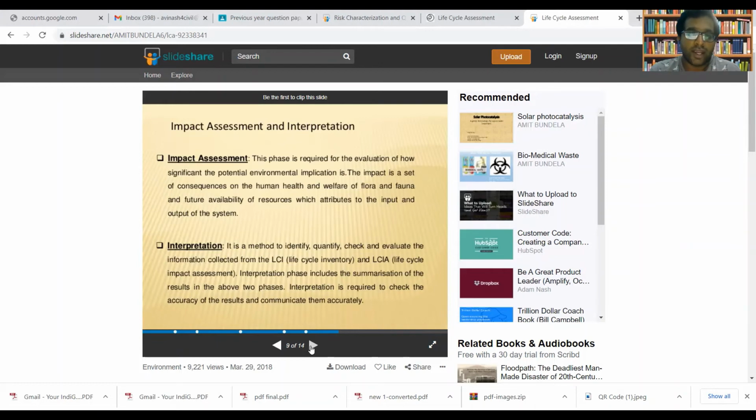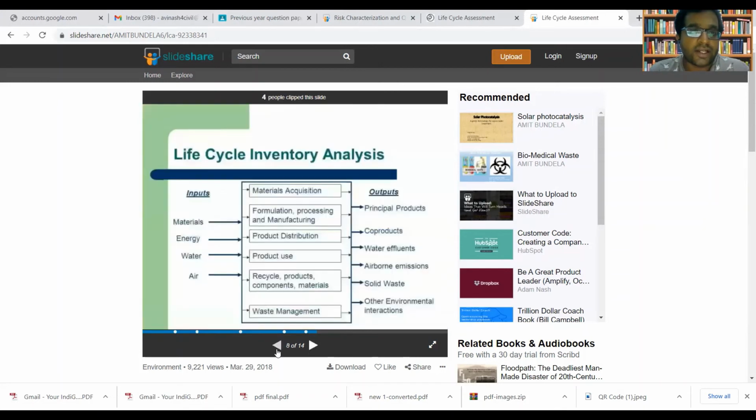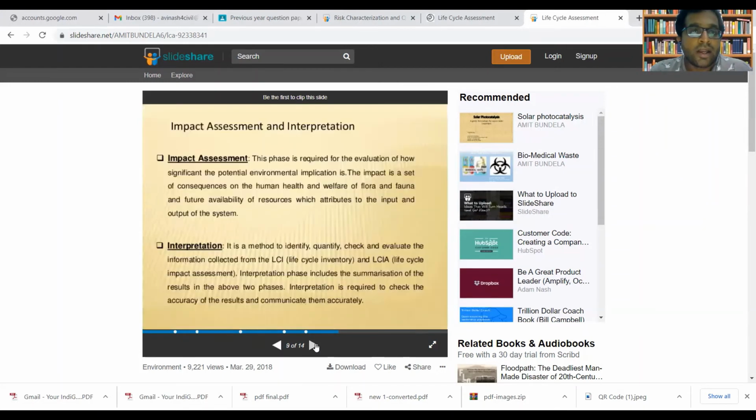And the last one is interpretation. Interpretation works on the outputs of the life cycle inventory and life cycle impact assessment. Life cycle inventory analysis was the second step, and the third step is life cycle impact assessment. What is the result obtained from these two? This data needs to be checked and evaluated, and this information needs to be processed. In the interpretation phase, the results obtained need to be summarized.